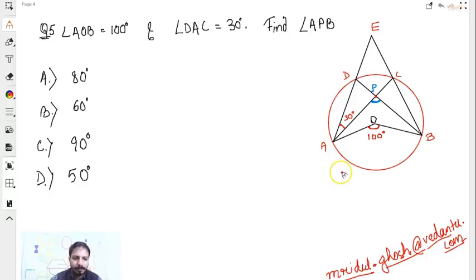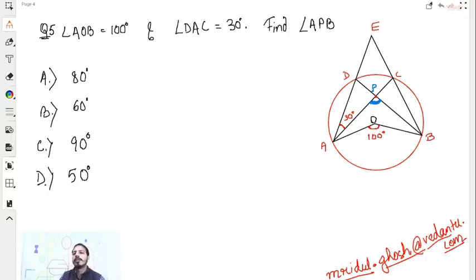Solve it, guys. So AOB is given as 100, DAC is given as 30. You need to find out APB. APB means you need to find out this blue angle. But you cannot apply the theorem that we have learned, that this is half of this, because this point is not on the circle. So be very, very careful about this.